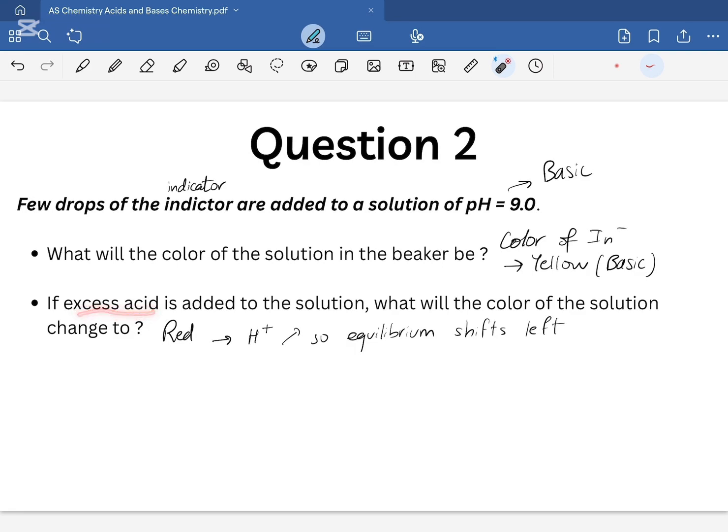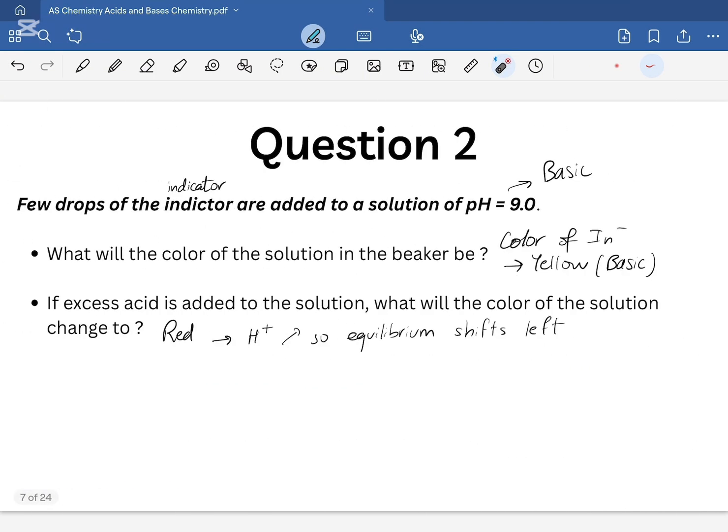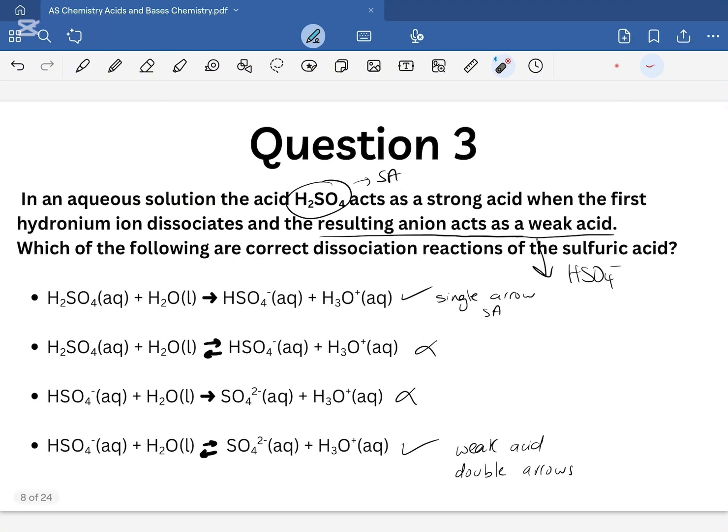If we add excess acid, so if we add H plus, the equilibrium will shift to the left. And if the equilibrium shifts to the left, then the color is going to become red. As H plus increases, the system wants to decrease the H plus by shifting towards this side. So in this case, it's going to be red as the equilibrium shifts to the left.